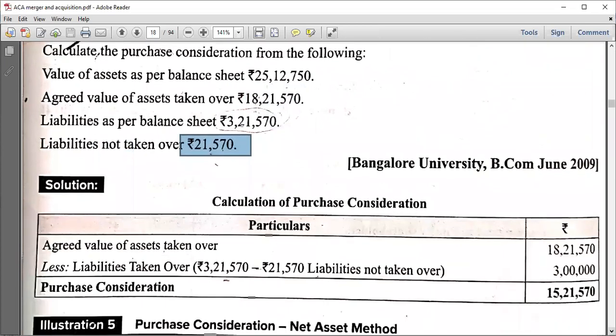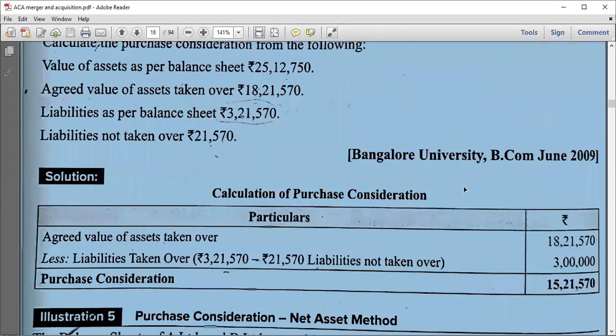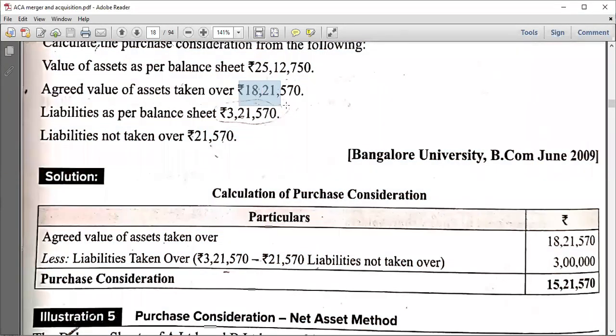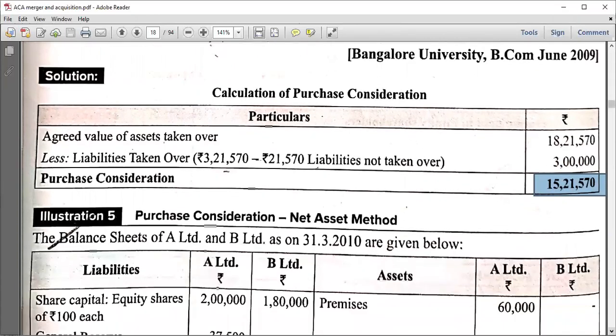Now look at the answer. So assets taken over, how much? 18 lakh 21,570, and liabilities 3 lakh 21,570 minus 21,570. So we'll get 3 lakh. And the PC will be how much? 15 lakh 21,570. Next, we have one more question.